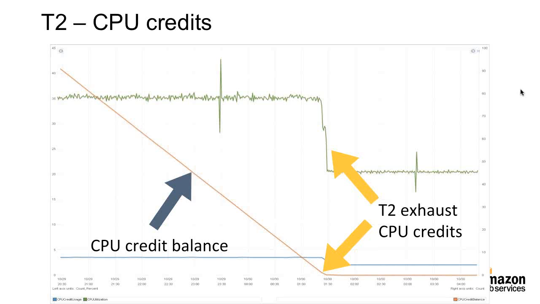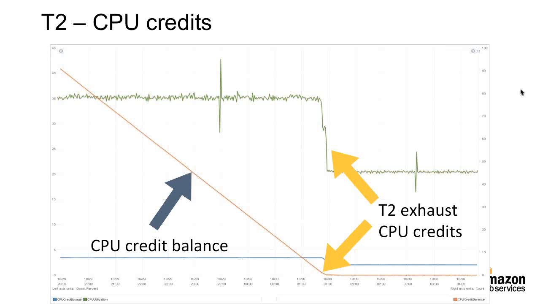So here, if you look at it, as the CPU credit balance goes down, you will see that your transactions per second also keeps coming down. And as you exhaust your CPU credits, you will see that your transaction is getting a baseline performance. It doesn't have a spiky performance anymore. It gets a baseline performance on the graph.